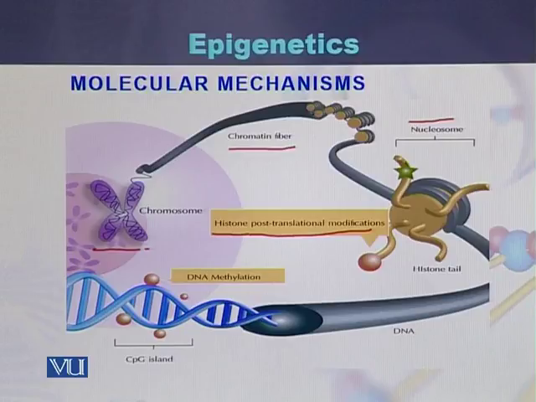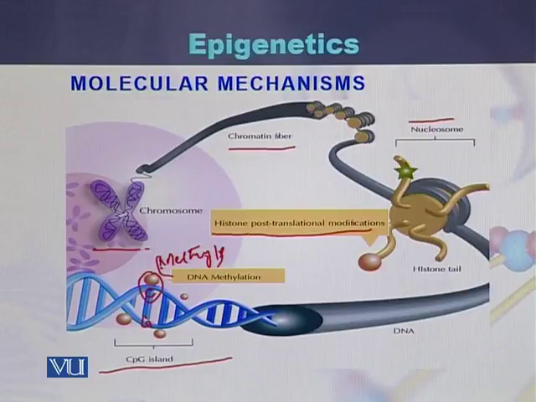On the other hand, in the DNA sequence, we can see that our DNA is methylated. Here is C, while here is G, and C is methylated. A methyl group is attached to the cytosine. So here is the methyl group that is attached to the cytosine of the DNA. So there are two basic mechanisms by which epigenetics occurs: one is histone post-translational modification, and second is DNA or cytosine methylation.